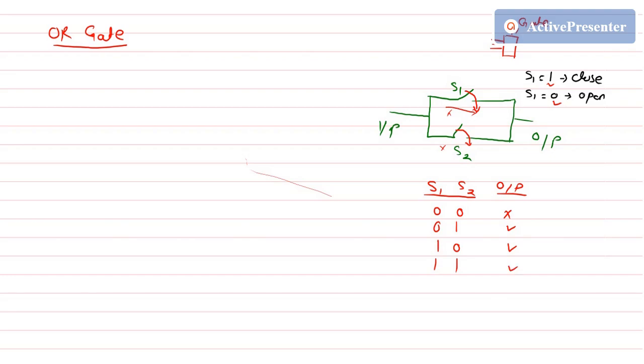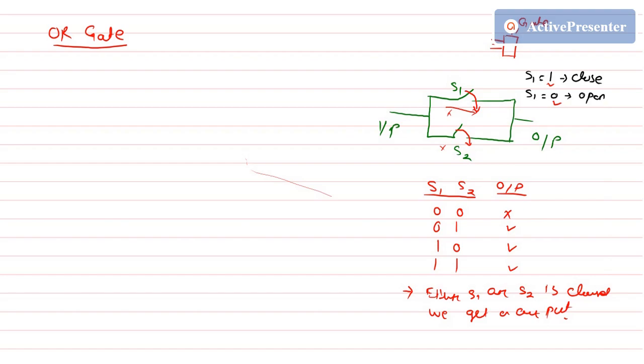Okay, now from this we can conclude a statement: if either S1 or S2 is closed, we get an output. So using the circuit, we implemented the OR logic. S1 or S2, either has to be on or closed, so that we can get an output. So this implements the OR logic.